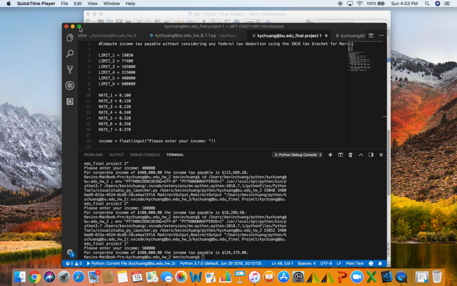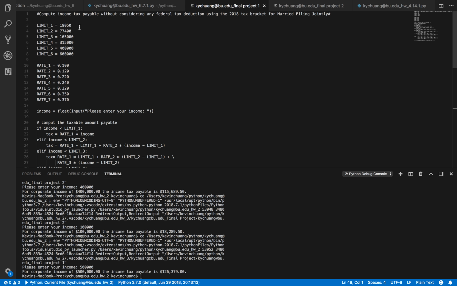I chose to write a Python code that's able to calculate the income tax payable for individuals who file as married filing jointly, as well as individuals who file as individuals. Specifically, I didn't consider any federal tax deductions that the taxpayers might use, because that would just complicate the situation too much. The federal income tax code for 2018 has 7 different tax rates.